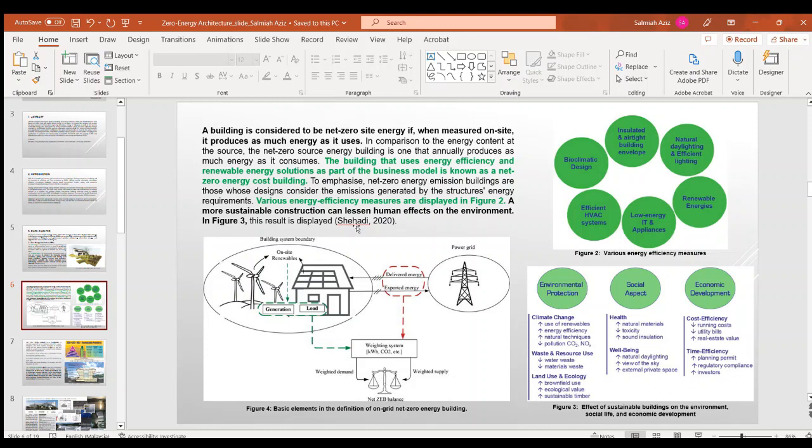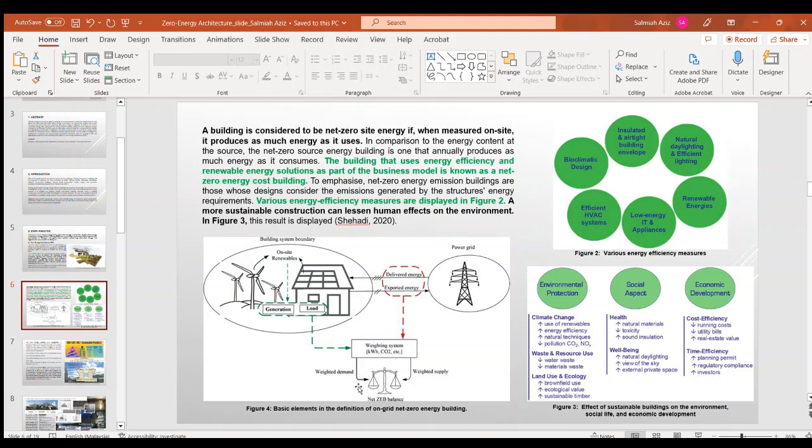So this is also quoted by Shadi 2020. There is an effect of sustainable building on the environment, on social life, and also on economic development. If we look at environmental protection, climate change, use of renewables, energy efficiency, and so on, these are a few of the impacts if we use sustainable buildings in the built environment.